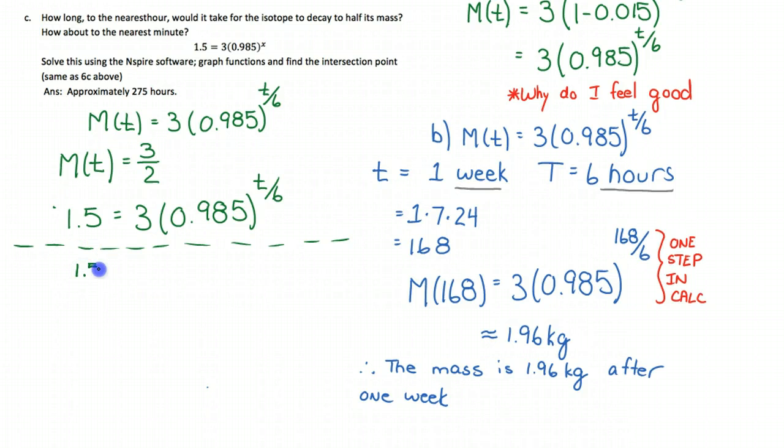The first step I'm going to do here is divide both sides by 3. So I get 1.5 over 3 is equal to 0.985^(t/6). Then I take 1.5 and divide that by 3, and I get 0.5. So I have 0.5 is equal to 0.985^(t/6). And this is where the algebra gets hard.